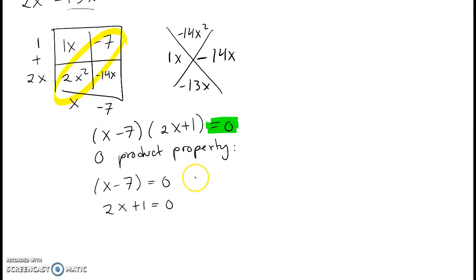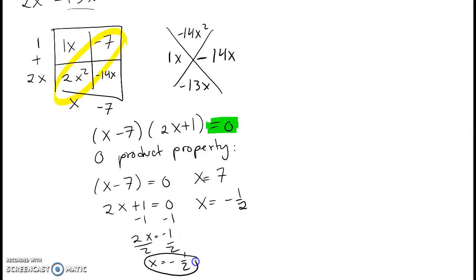And solve. So in one case, I'm going to get x equals positive 7. In the other case, I'm going to get x equals negative 1/2, right? I subtract 1 from both sides and divide by 2. And that's my final answer.